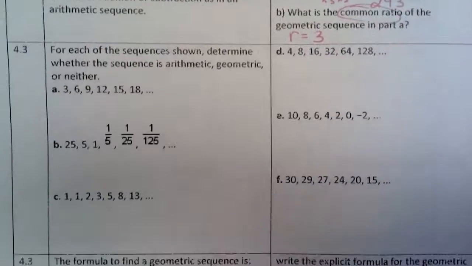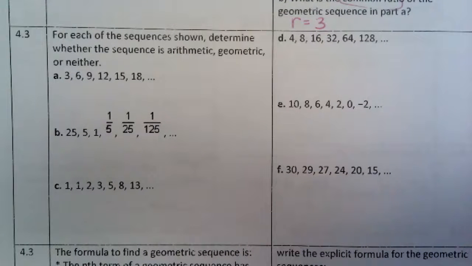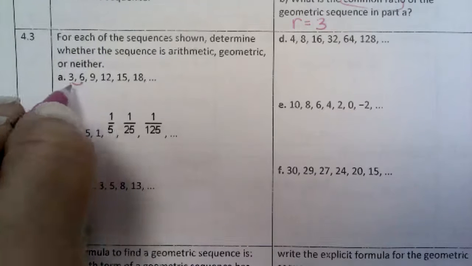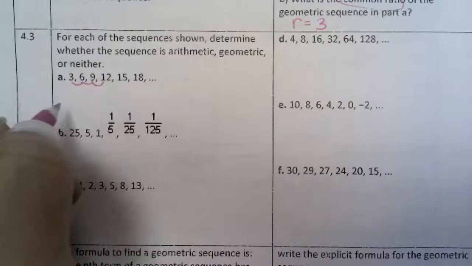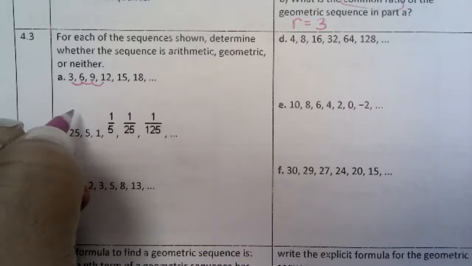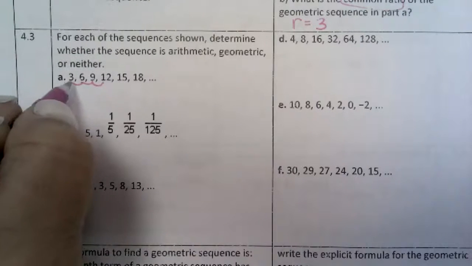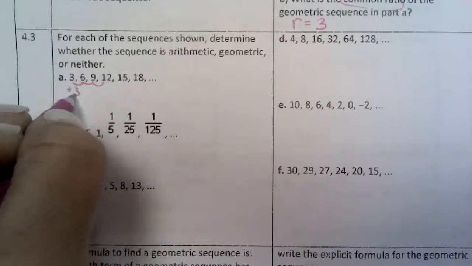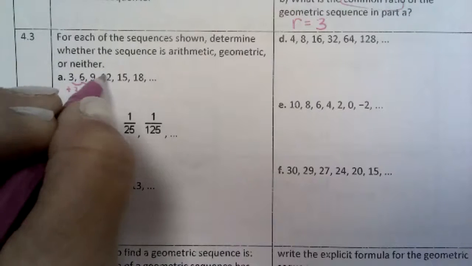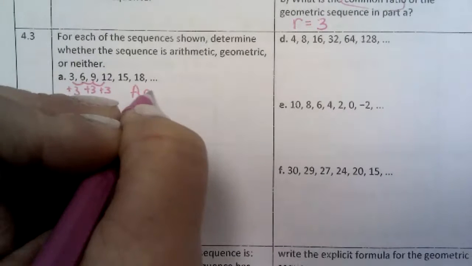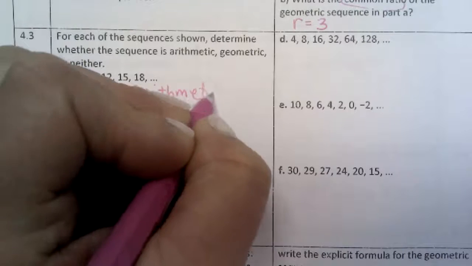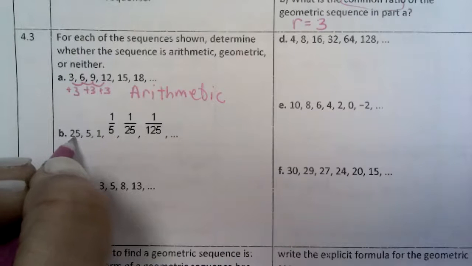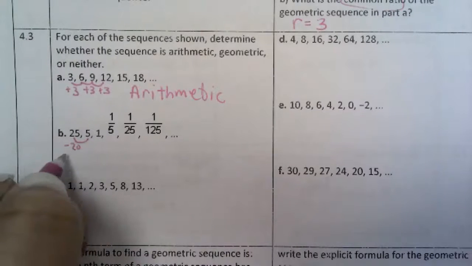And so now we're going to look at this next part, and it says, determine whether a sequence is arithmetic, geometric, or neither. So I need to see, can I add to get each next term, or am I multiplying or dividing? If it's neither, then it's going to be neither. Okay, so 3 to 6 could be multiplied by 2 or add 3. 6 to 9 is add 3. 9 to 12 is add 3. So this one is arithmetic because I'm adding.